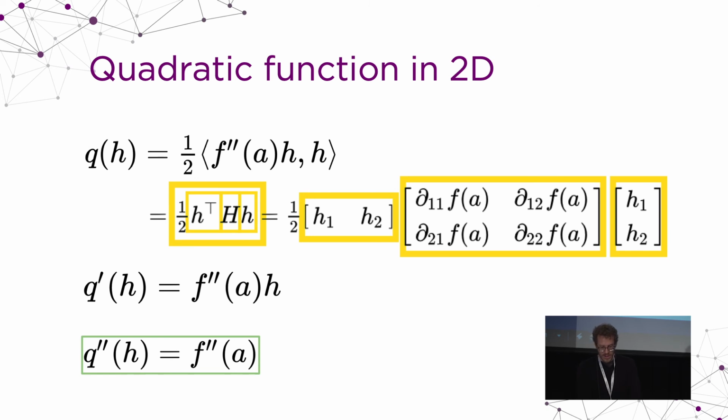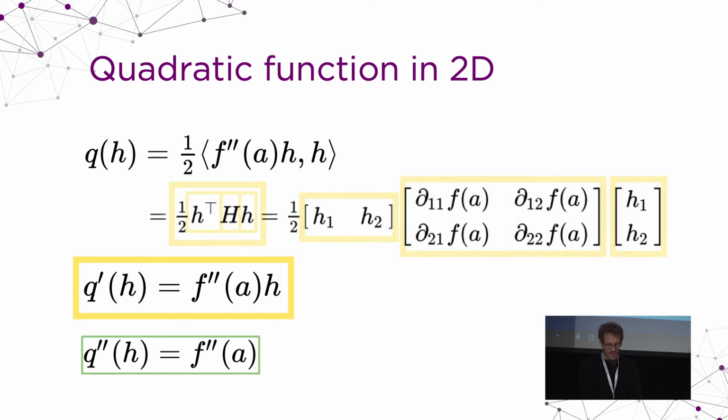Here I have my second derivative. The second derivative is the derivative of the derivative. It's an acceleration. I'm looking at the rate of change of the derivative when I move in the parameter space. One property is that this matrix is symmetric. And I will multiply it by h1 and h2.